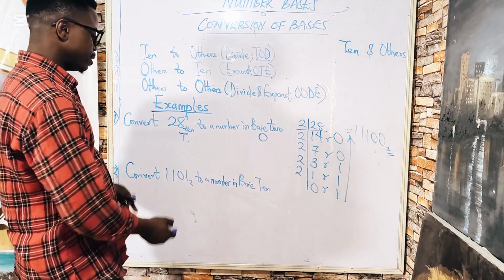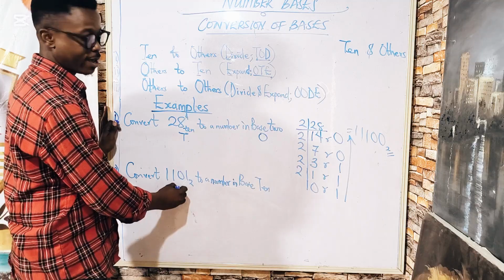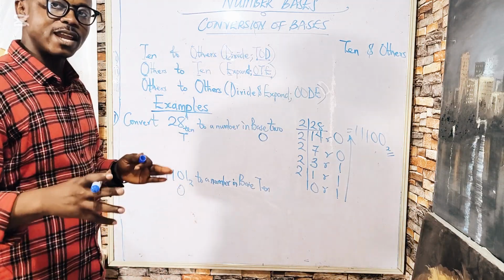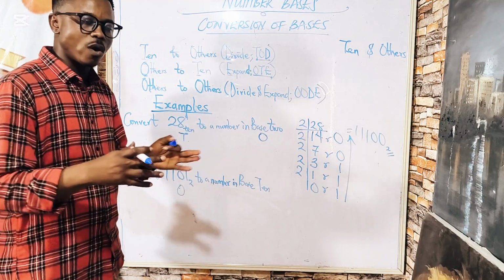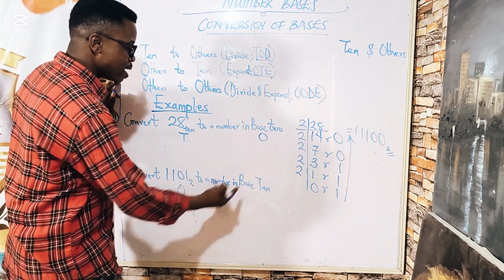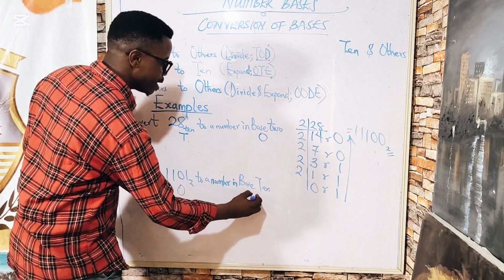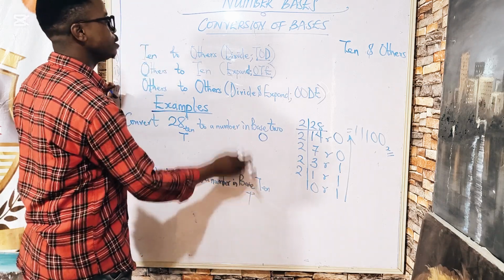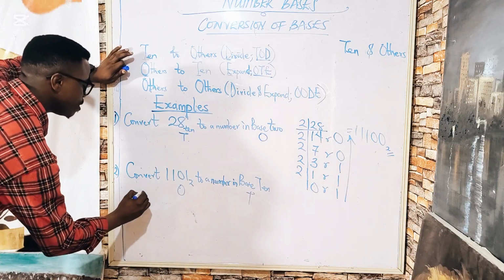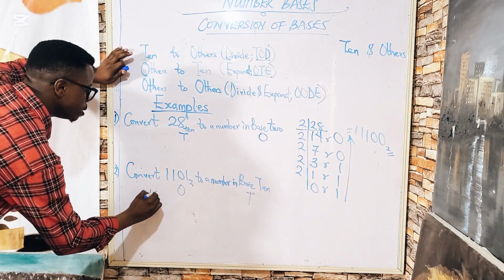So remember, this is from base 2, aka others. Remember I said we have base 10 and others. Every other number falls into others, whether it's 2, 3, 4, 5, 6, or 7. So others to base 10, so we're going to be expanding. So what do we do? We simply write down the number 1101.